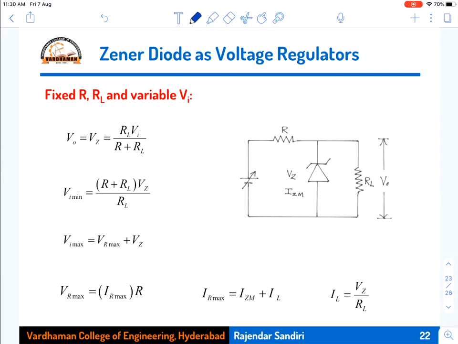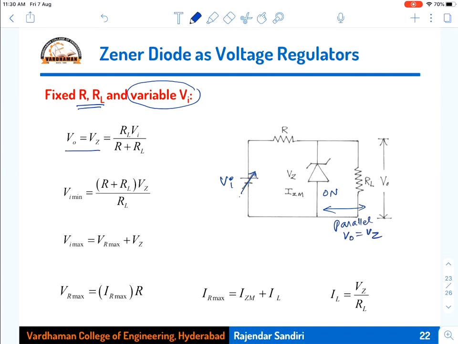In this case, R and RL I am fixing. VI is variable now. That's why the arrow is here. For what range of VI does this diode continue to be in the on state? Anyhow, V0 is again the same as VZ because it is in parallel and on. Therefore the parallel voltage will be the same, so V0 will be VZ.